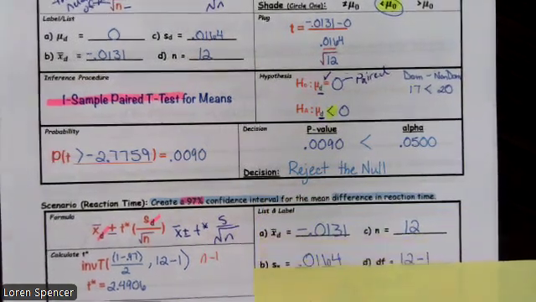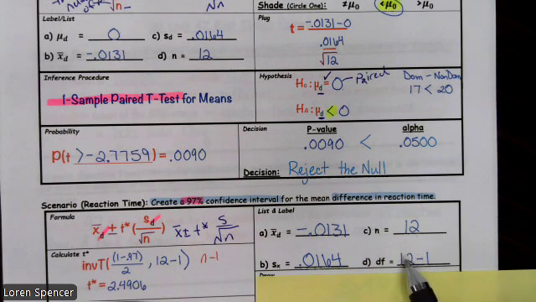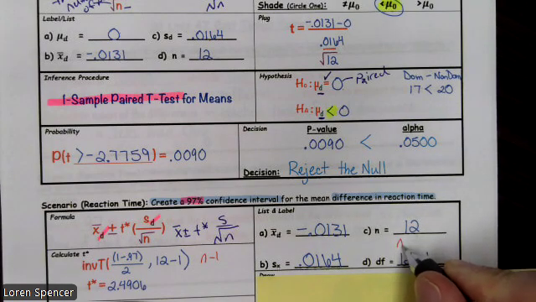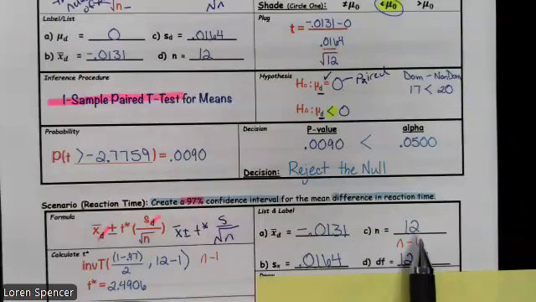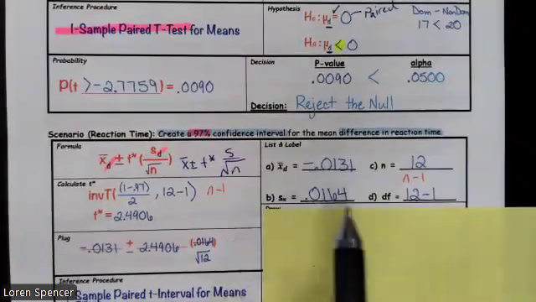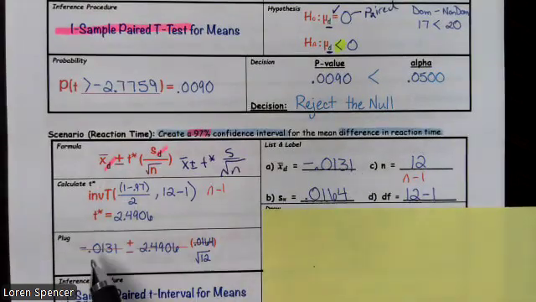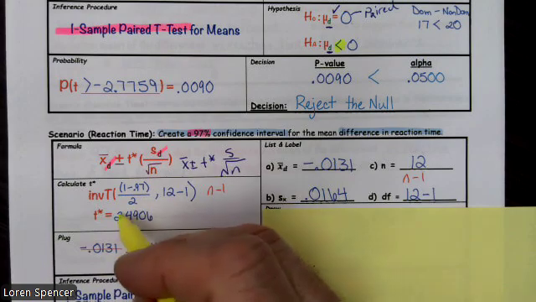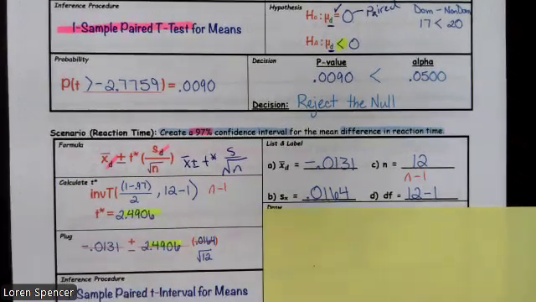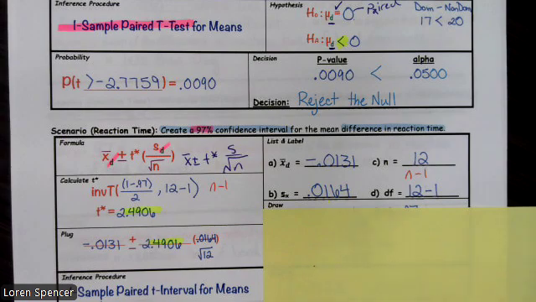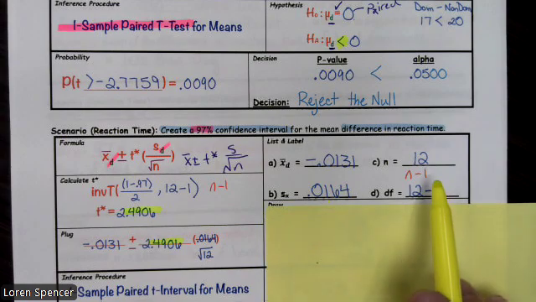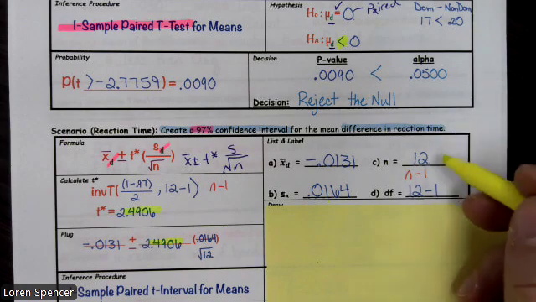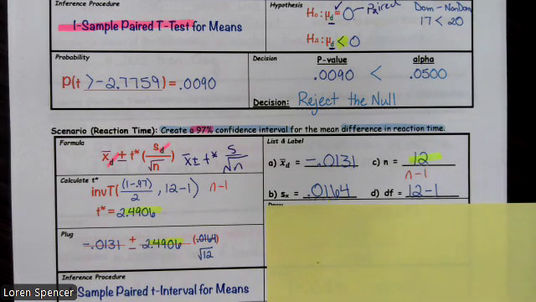All right. Now, I had previously listed them, and we already talked about the degrees of freedom having the formula n minus 1. All right. And we have 12 pairs of data. So I'm going to go ahead and plug all that information into my formula. So x bar D is where I start, and that's at negative 0.0131. My t star is 2.4906, and that just comes from right above. And then we have our sample standard deviation of 0.0164 divided by the square root of n, the square root of the number of pairs.